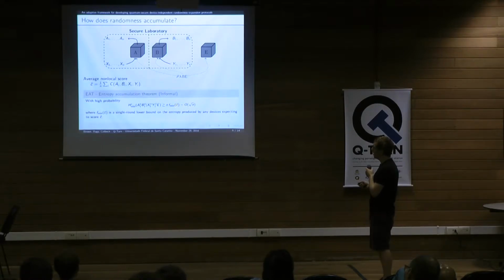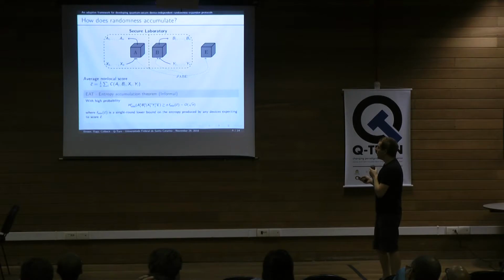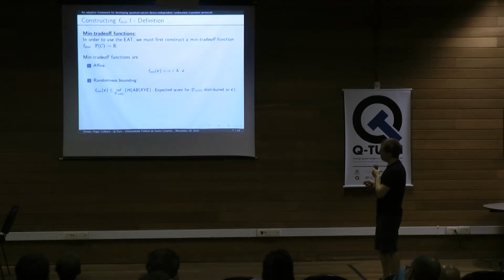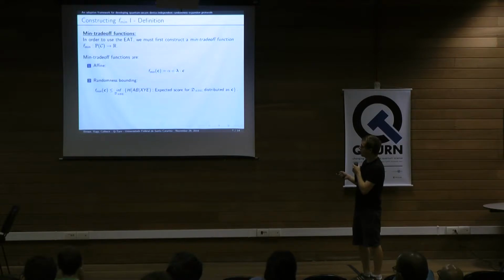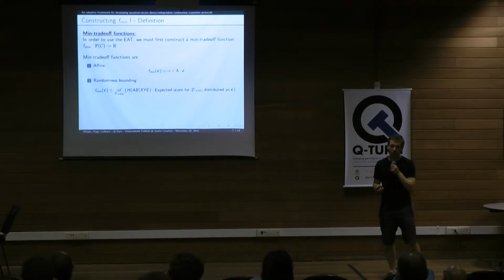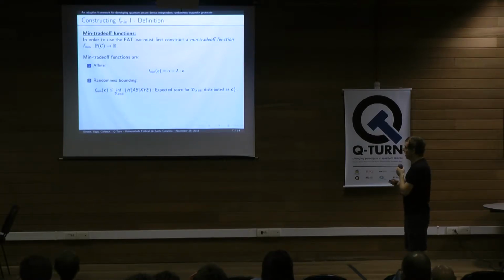But in order to use this entropy accumulation theorem, we have to be able to construct these min trade-off functions. So these are the lower bounds on the single round randomness. And now a min trade-off function, what it is, it's a map from the non-local correlations to the reals, and it obeys two things. So first of all, it's affine, so it's just a scalar plus some linear term in the score, and it also has to be randomness bounding. So if we feed in a non-local score, it has to give us a lower bound on the von Neumann entropy of a single round. And this is a lower bound on the von Neumann entropy for any states and measurements that are expected to score this C.